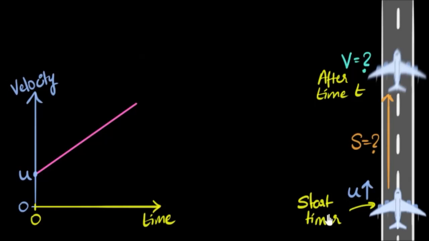v is equal to u plus at, v square minus u square is equal to 2as, s is equal to ut plus half at square.